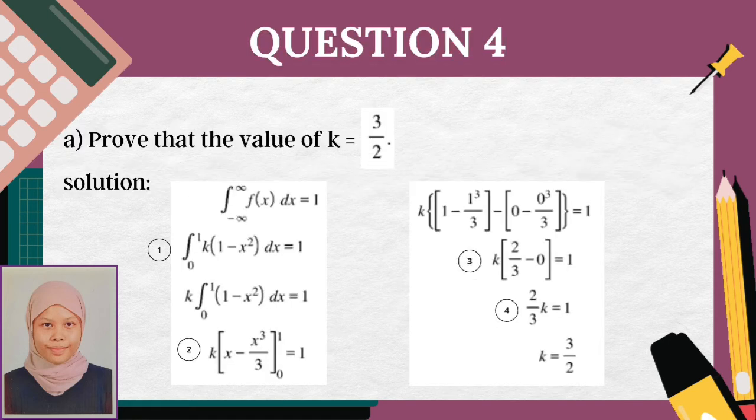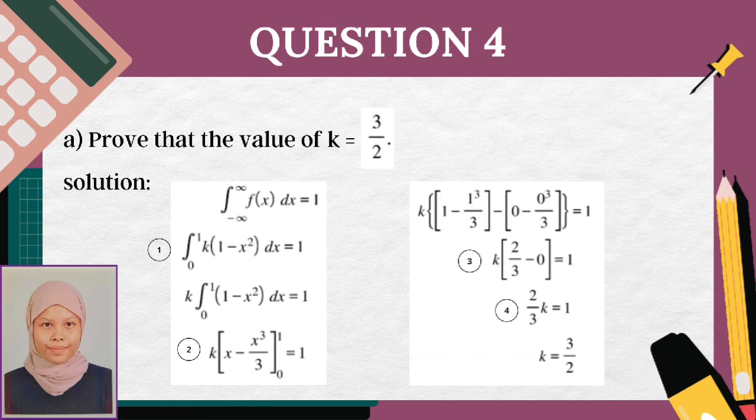To solve A, firstly we need to use the condition where the total integration of f(x) dx is equal to 1. For this question, we can write it as the integral from 0 to 1 of k times (1 minus x squared) dx equal to 1. k is a constant, so we can put the k out in front of the integral. Secondly, we integrate 1 minus x squared dx, and it will be x minus x cubed over 3 on the range 0 to 1 equal to 1.